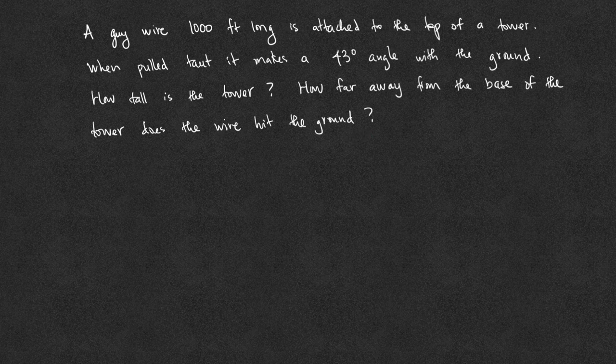With any of these word problems, the first thing we want to do is to draw a diagram. The wire is 1,000 feet long and it is touching the top of the tower. And so this diagonal side has a length of 1,000 feet, which is the hypotenuse of this right triangle. It makes 43 degrees with the ground, so the wire and the ground make a 43 degrees angle.